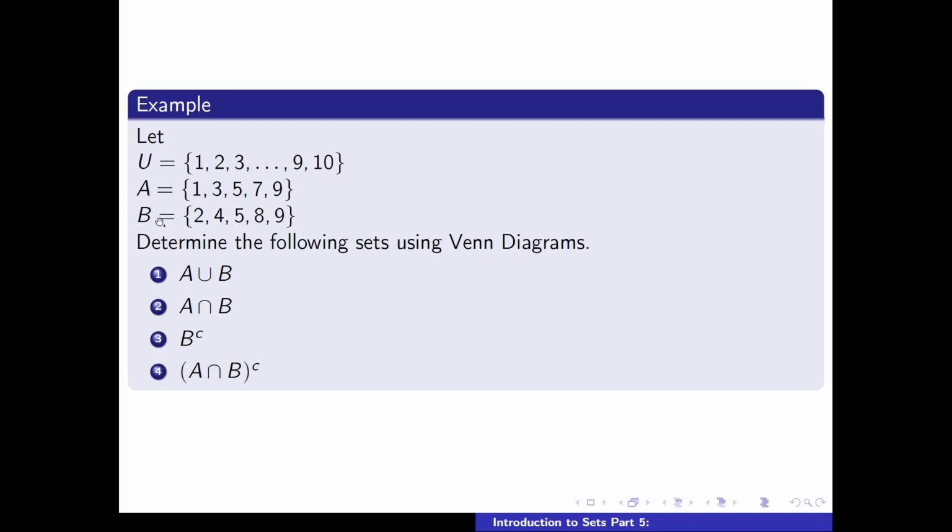Suppose we have two subsets of the universal set, A and B. We'll define A as being the set containing the elements 1, 3, 5, 7, 9, and B is the set containing the elements 2, 4, 5, 8, 9. Now we're going to determine the following. We're going to perform these set operations, okay? And we're going to use Venn diagrams to do those. We want to determine the union of A and B, the intersection of A and B, the complement of B, and then also the complement of the intersection of A and B. Okay, so first we need to construct the Venn diagram.